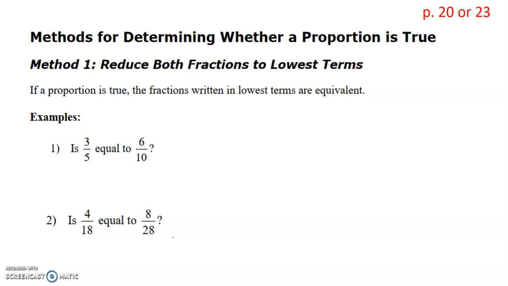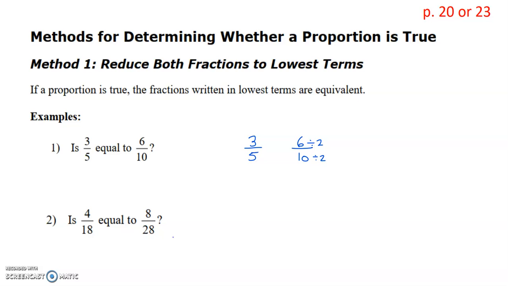The first method is to write these fractions in lowest terms to determine if they're equivalent. So is 3/5 equal to 6/10? 3/5 is already in lowest terms, so we can reduce 6/10 to lowest terms. And when we do that, we do get 3/5. So we know that this is a true proportion.